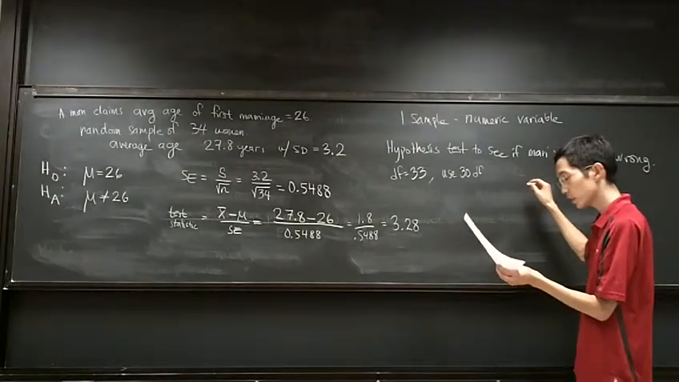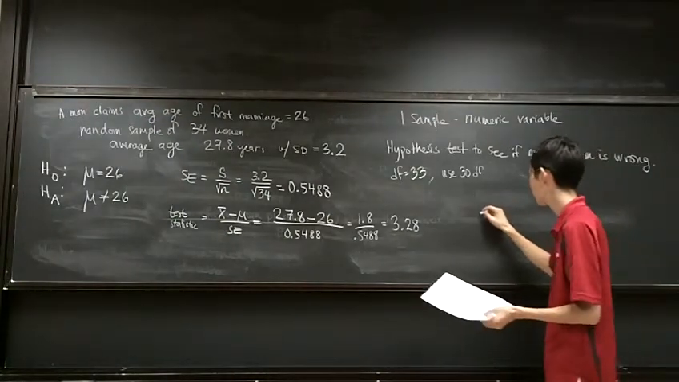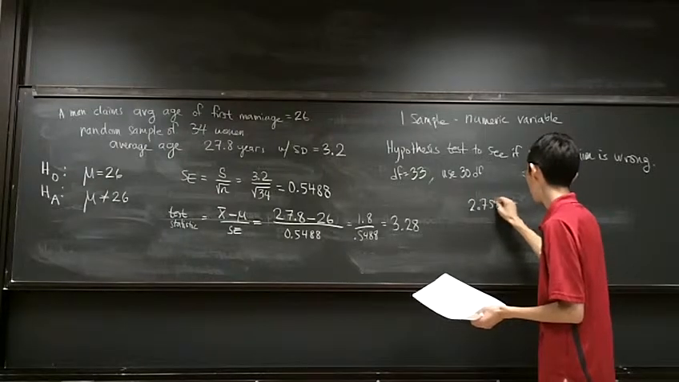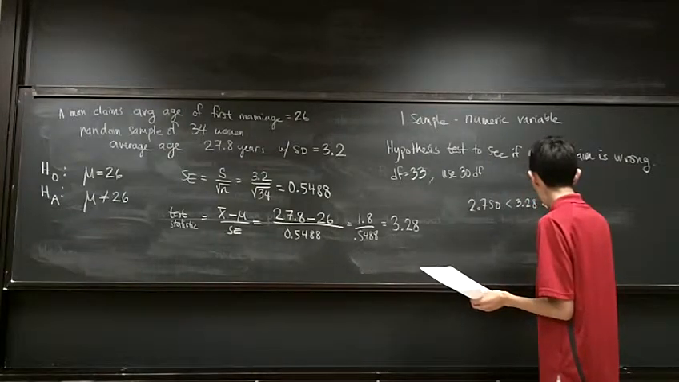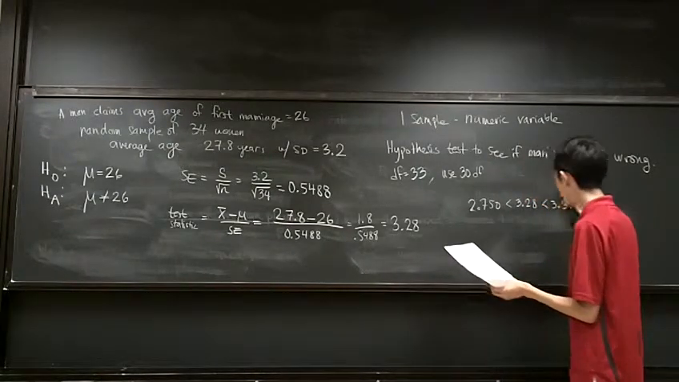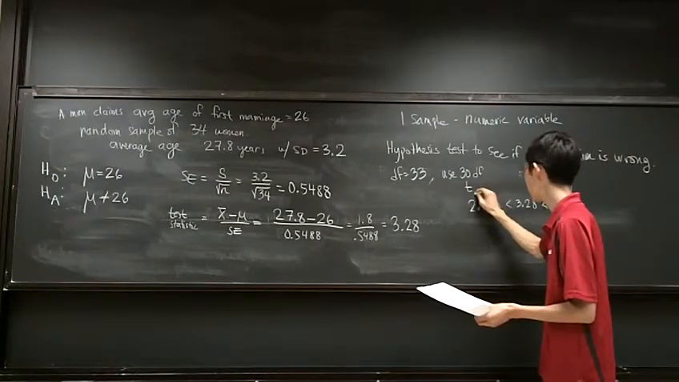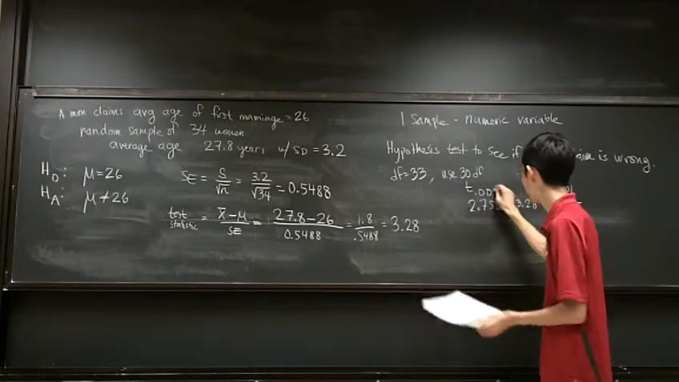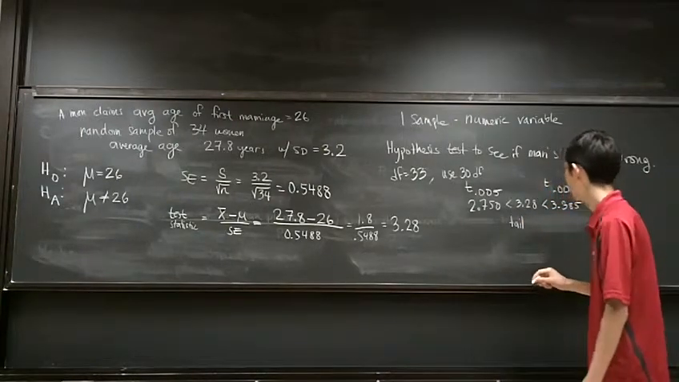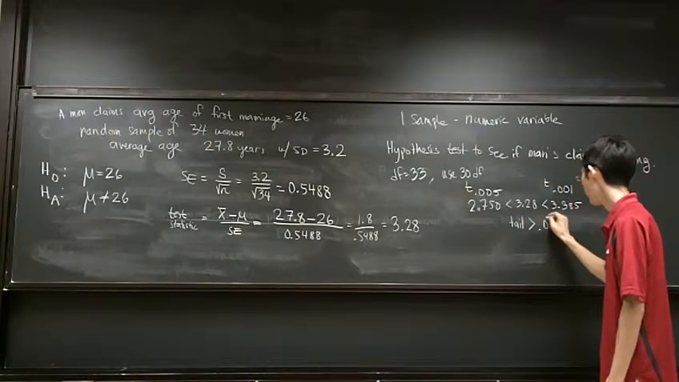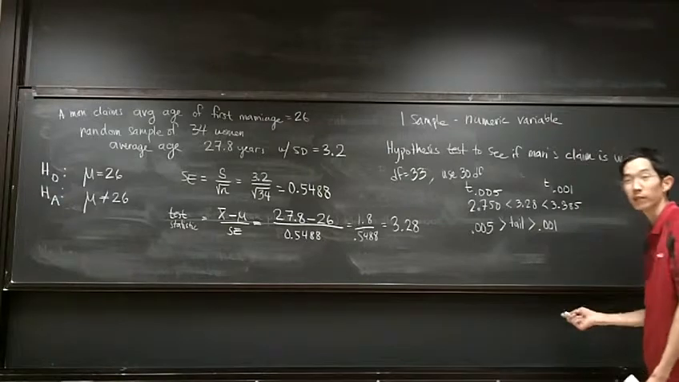So 3.28 is between 2.750 and 3.385. Okay? 2.750 is less than 3.28, which is less than 3.385. 3.385 corresponds to T.001, and 2.750 corresponds to T.005. So that means my tail area is going to be bigger than 0.001, but less than 0.005.